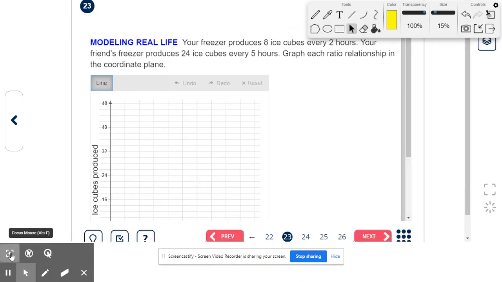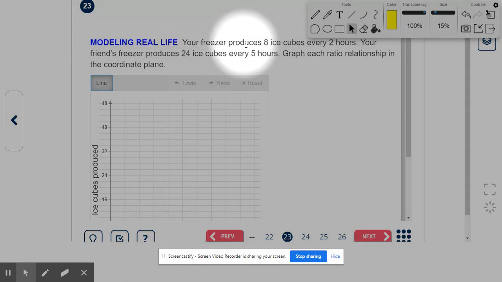Okay, for our last problem, it says your freezer produces 8 cubes every 2 hours. Your friend's freezer produces 24 ice cubes every 5 hours. Graph each ratio relationship in the coordinate plane. So how many ratios do we have here? We have 2. The first ratio is from your freezer, 8 cubes for every 2 hours. And the second ratio is from your friend's freezer, which produces 24 ice cubes every 5 hours. So we're supposed to graph each ratio relationship on the same graph. So that means we should have 2 lines on the graph, right?